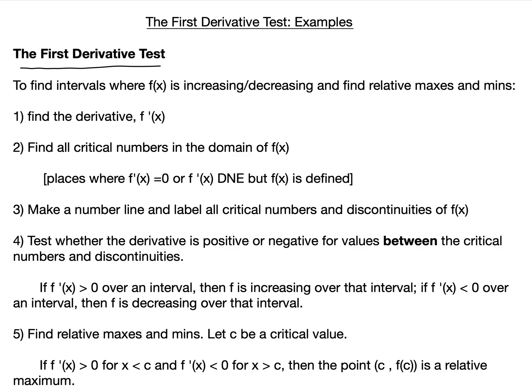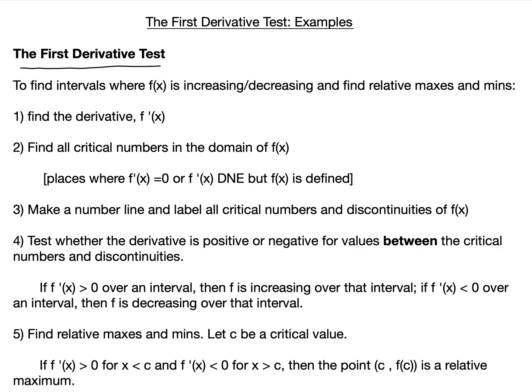For part 4, we test whether the derivative is positive or negative for values between the critical numbers and discontinuities. If f prime of x is positive over an interval, then we know the function is increasing over that interval, and if the derivative is negative over the interval, we know the function is decreasing over that interval. We then find the relative maxes and mins for any critical value. If the derivative is positive before the critical value and negative afterwards, then that point was a relative maximum. If the derivative was negative and then positive, then that point is a relative minimum.